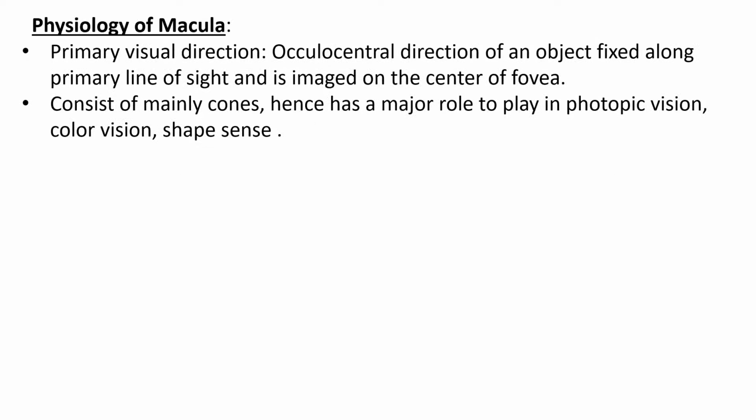Physiology of the macula. Primary visual direction: oculocentric direction of any object fixed along the primary line of sight and is imagined on the center of the fovea. It consists mainly of cones. Cones play an important role in photopic vision, color vision, and the shape sense.